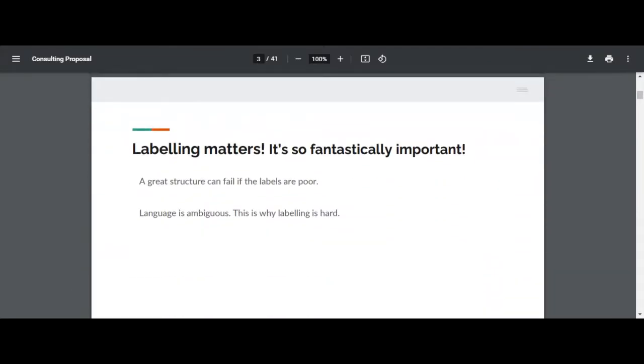Labels matter, and it's so fantastically important that a great structure can fail if the labels are poor. So up to this point, you've spent a lot of time on the groupings and getting users involved and seeing what people thought was related and would go together. And then we've asked them to actually give a name to those sets of cards. And then we've tried to stick to what we've learned and what we've heard. But we made choices, right? We've made some changes as we were looking at all the card sorting. So we made changes, but our changes need to be aligned with the users.